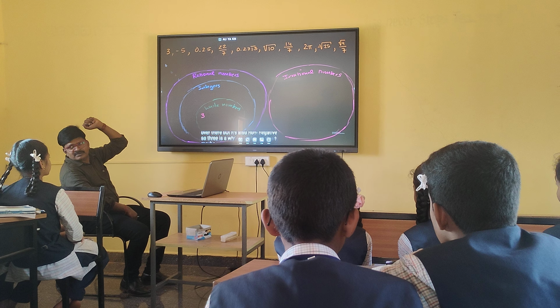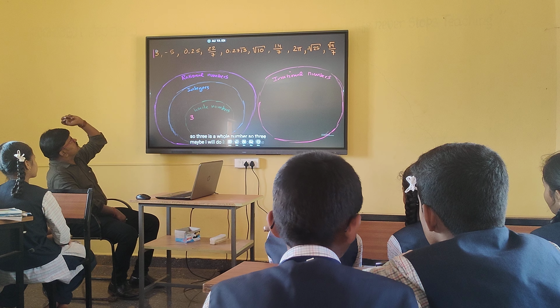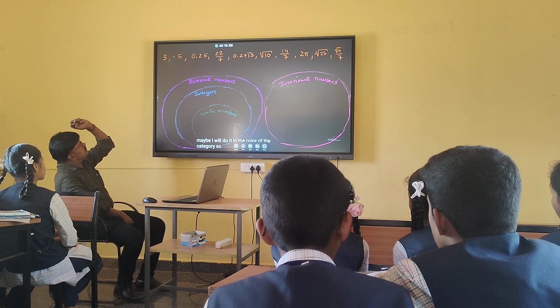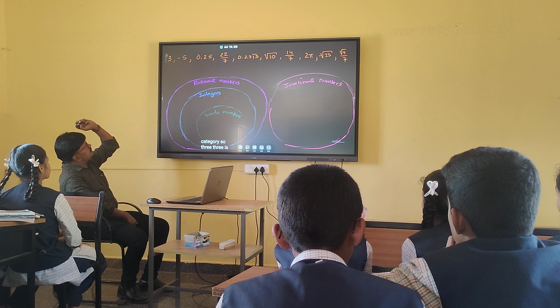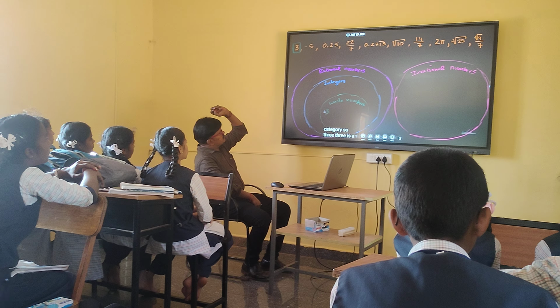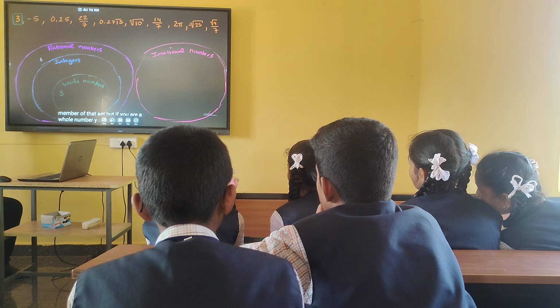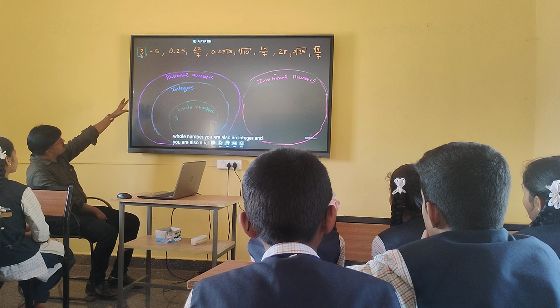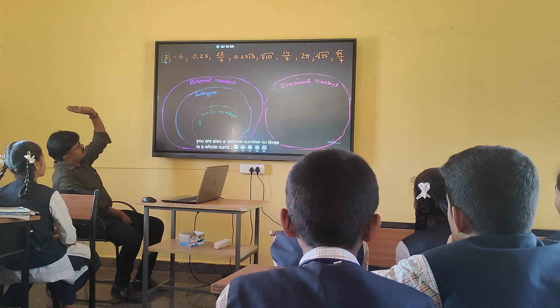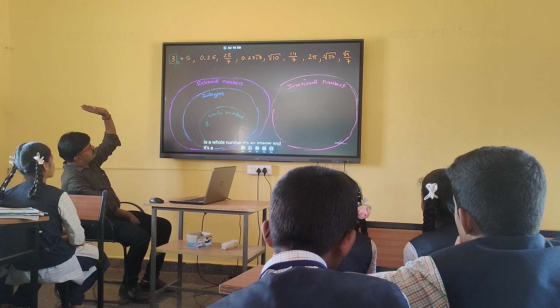So 3, maybe I will do it in the color of the category. So 3 is a whole number. So it's a member of that set. But if you are a whole number, you are also an integer and you are also a rational number. So 3 is a whole number, it's an integer and it's a rational number.